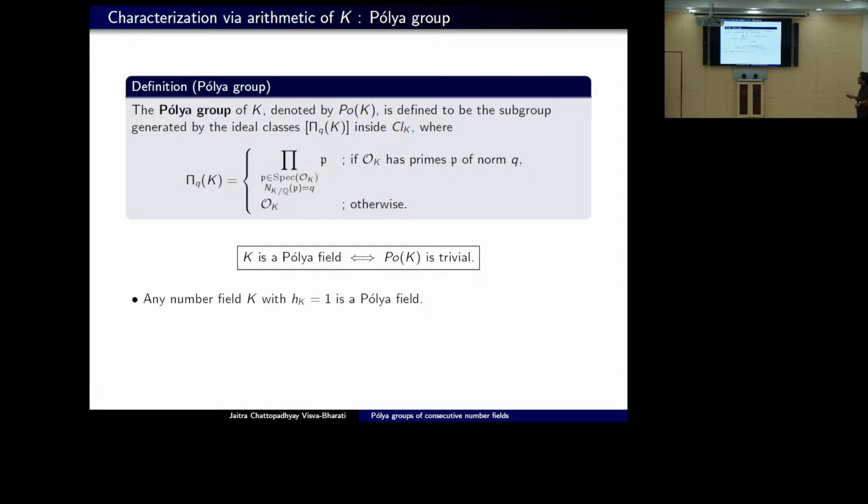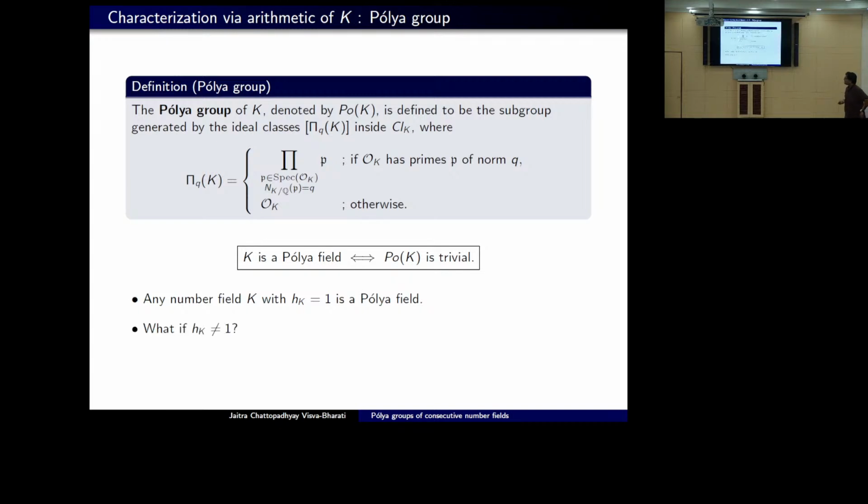So clearly it follows, since PO_K is a subgroup of Cl_K, if the superset Cl_K is trivial, then obviously PO_K is trivial. So any class number 1 number field is automatically a Polya field. So we have some examples of non-trivial Polya fields. For example, Q(root 2), we know that its class number is 1, therefore it is a Polya field. Now notice that this does not give us any algorithm to find an integral basis. This is kind of an existential result.